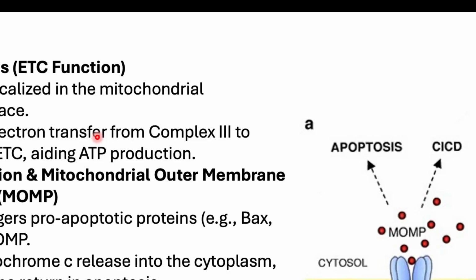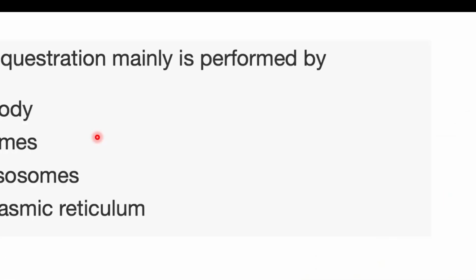Very good. Thank you. Moving on to the 12th question. Calcium sequestration mainly is performed by dashed. Calcium sequestration is mainly performed by which organelle of the cell? Option A, Golgi body. Option B, lysosomes. Option C, endolysosomes. Option D, endoplasmic reticulum.